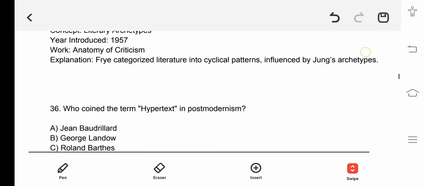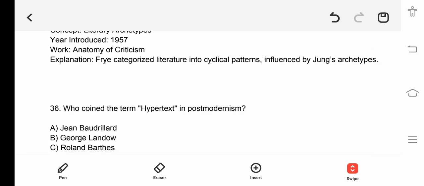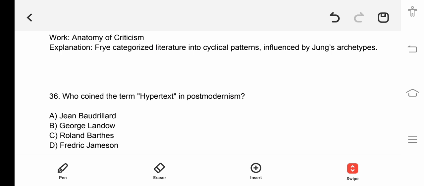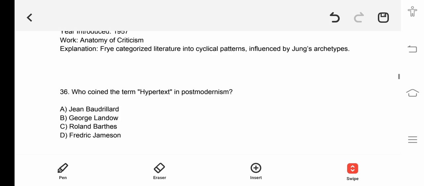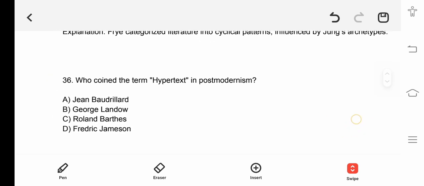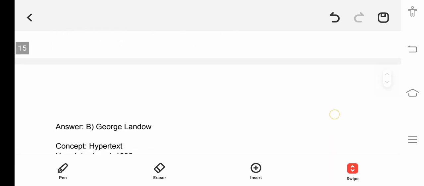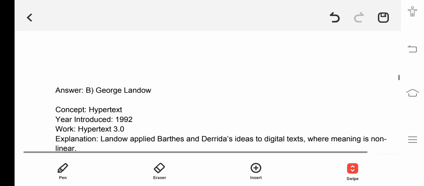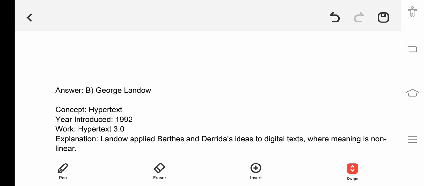Okay, next question. Question number 36. Who coined the term hypertext in postmodernism? Options you have. You can see the options. Okay, let's move on to the answer. So the correct answer would be George Landow. The concept hypertext was introduced in the year 1992 in the work Hypertext 3.0. In this, the writer applied Barthes and Derrida's ideas to digital text, where meaning is non-linear.